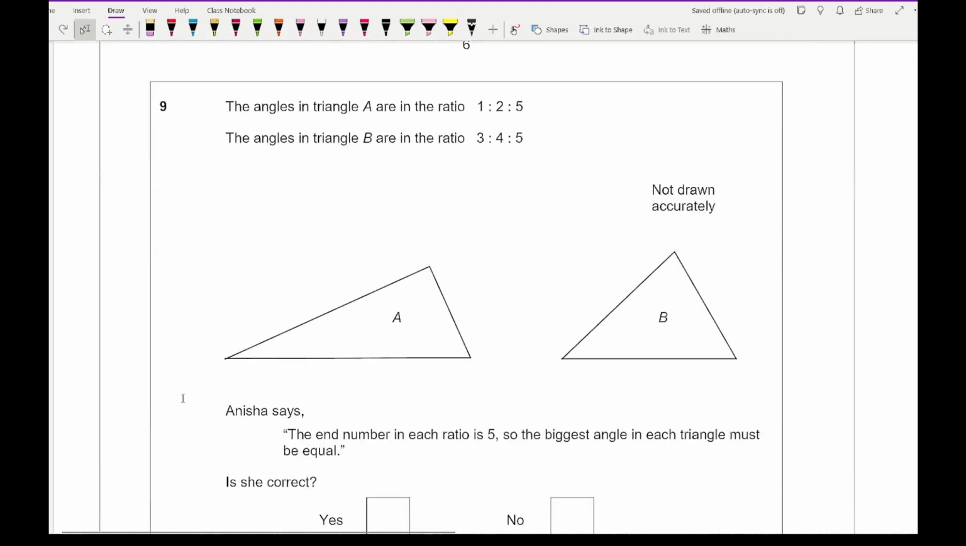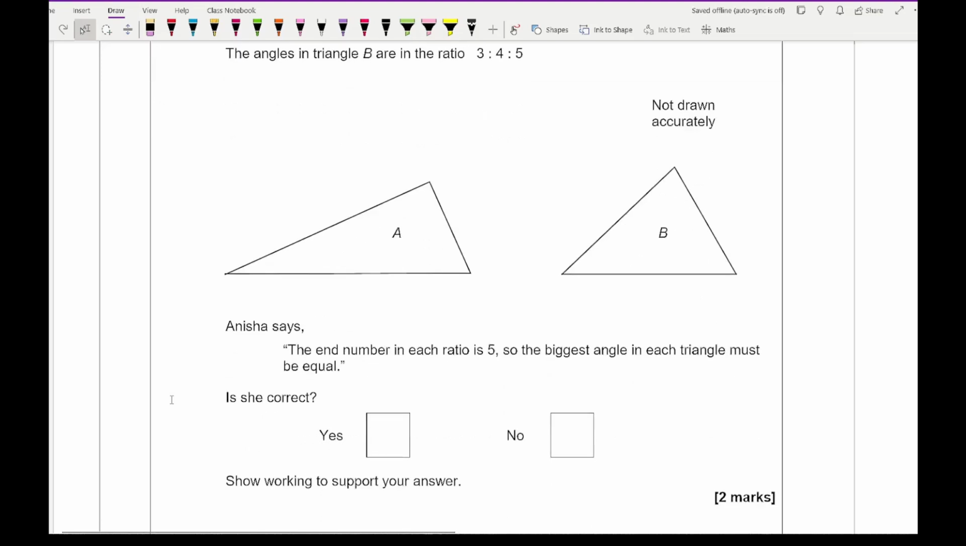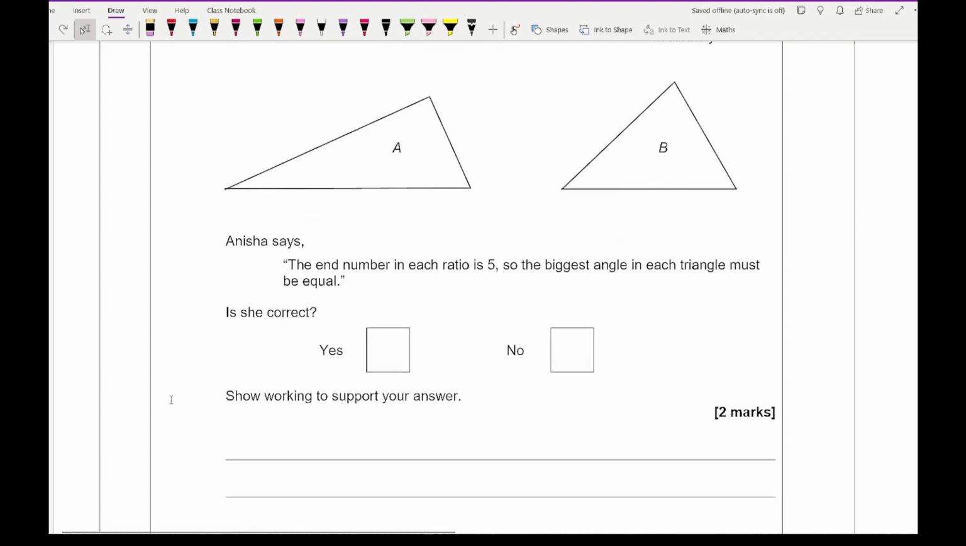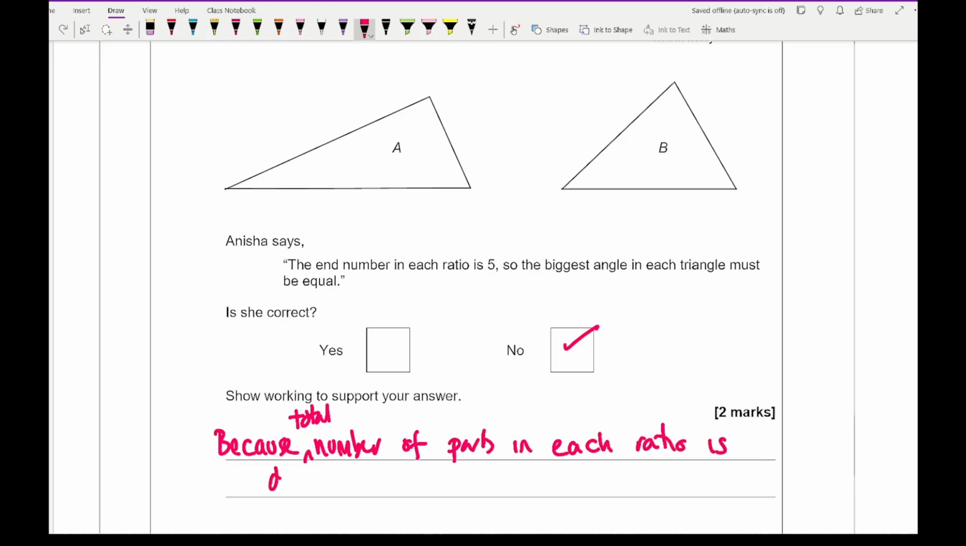Moving on to question 9, it says the angles in a triangle A are in the ratio of 1 to 2 to 5. The angles in triangle B are in the ratio of 3 to 4 to 5. It says Anisha says that the number of each ratio is 5, so the biggest angle in each of the triangles must be equal. Is she correct? Well, the correct answer is going to be no, because the total number of parts in each ratio is different.